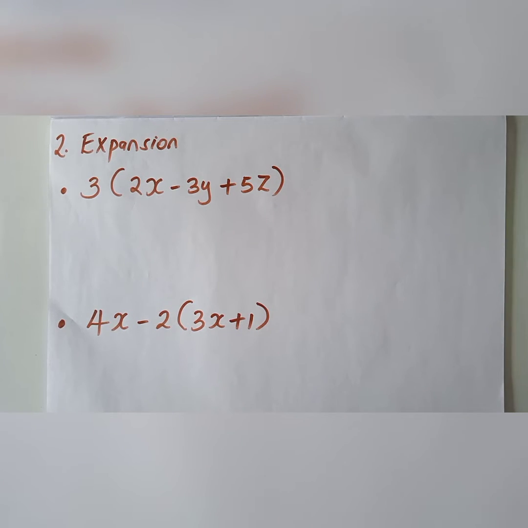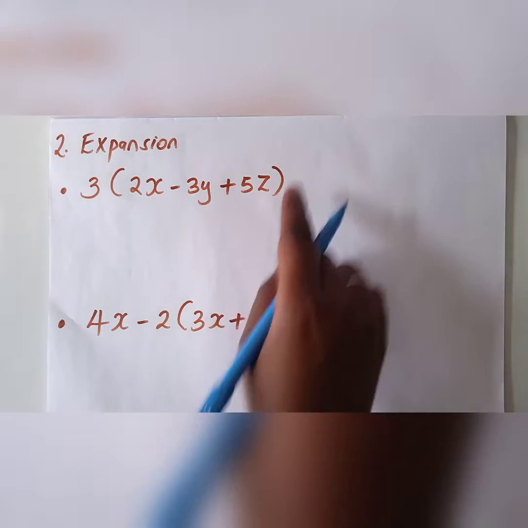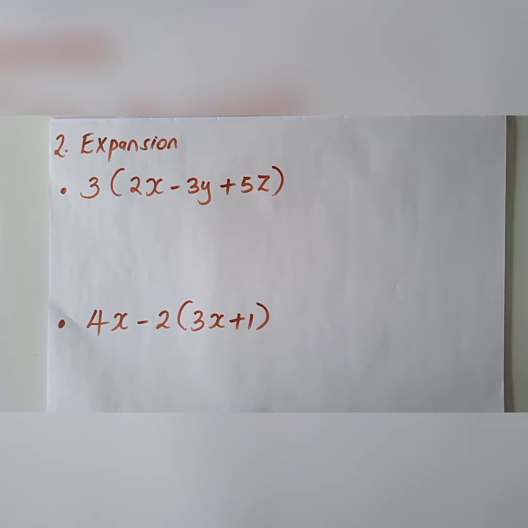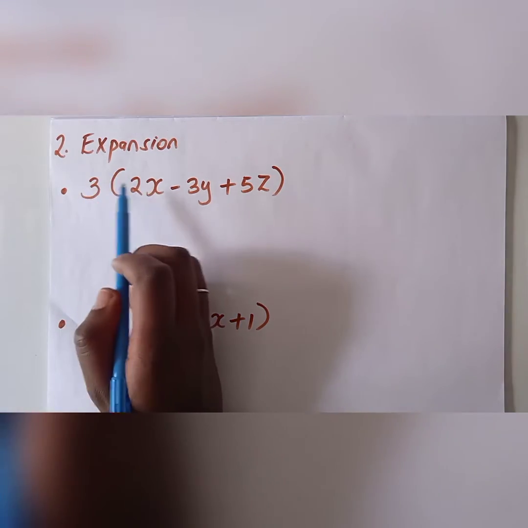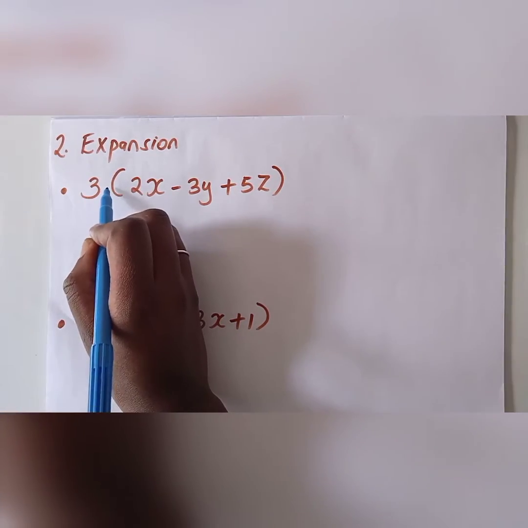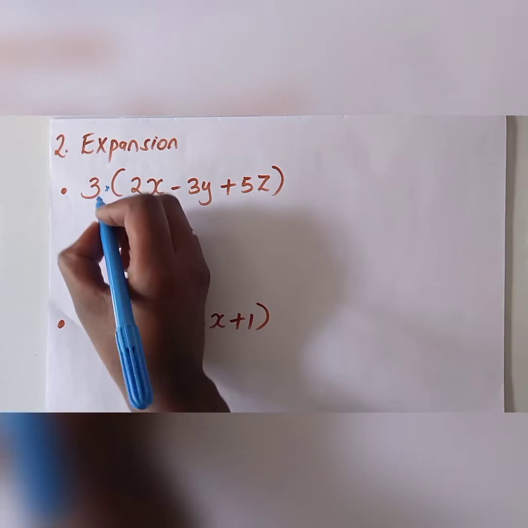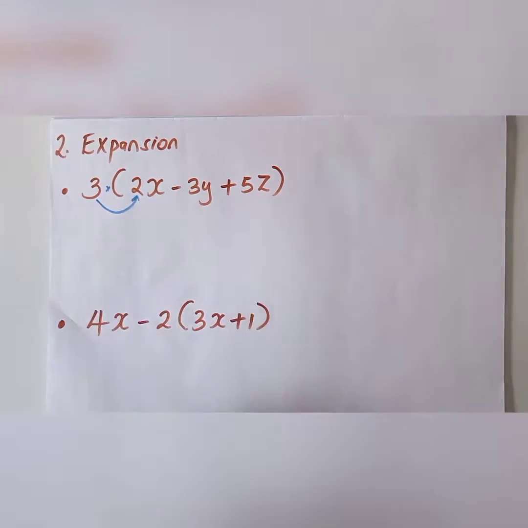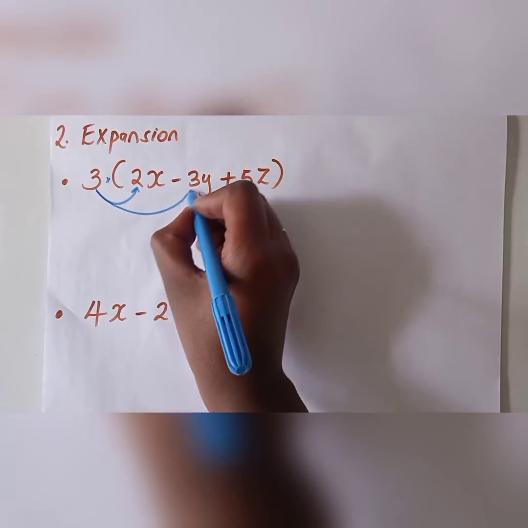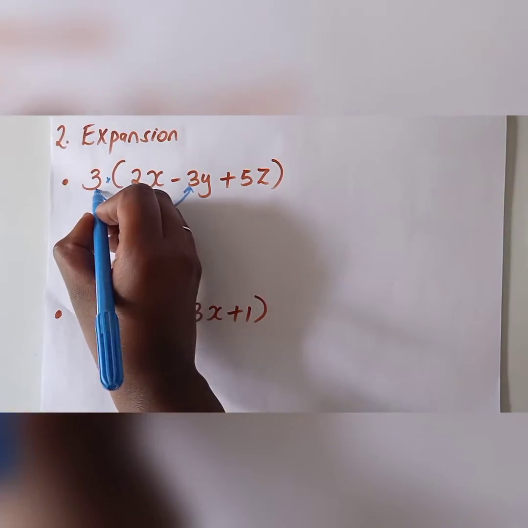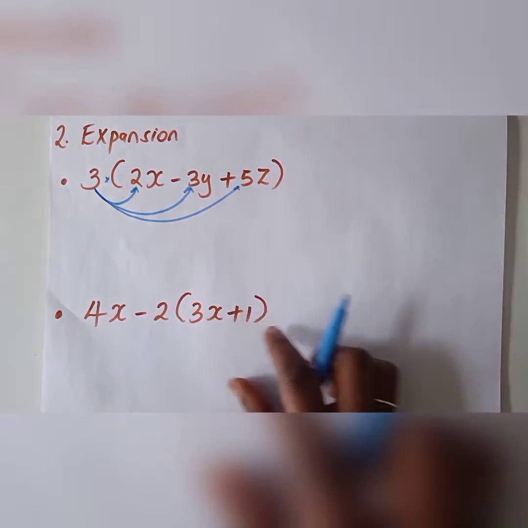Okay, number 2, now we're going to do expansion. Expansion means you're getting rid of the bracket, and when there's a number outside the bracket, it means there's a multiplication in between. So you're going to distribute that one over there, you distribute it again to there, and same thing, you do it over there.